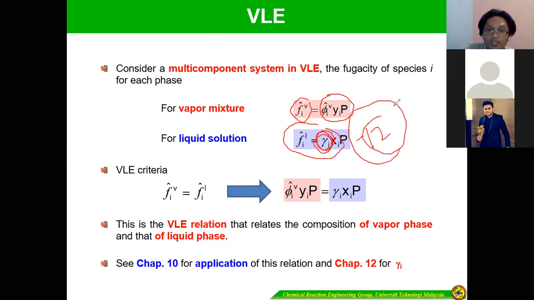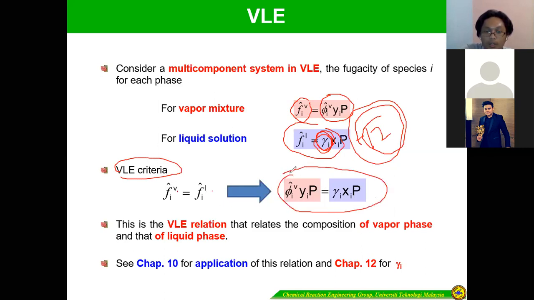Okay, how to determine? Generally we will use the graph method or the direct method. There are two methods actually, so we will discuss next week. However, for the VLE criteria, which is in equilibrium, the vapor and liquid are similar to gas, right? This one is for the gas, this one is for the liquid. Since the fugacity is similar, this is the VLE relation that relates the composition of the vapor phase and the liquid phase.